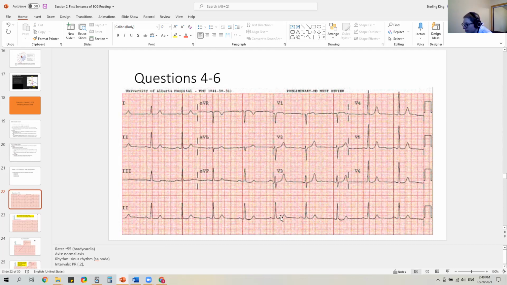QRS should be less than 3 small boxes. Honestly, you can just look at this. It looks really nice and narrow. If you're not sure, try to find the widest one on the page. Do a quick scan: which one looks weird? None of these look weird. They're all within 3 boxes for sure, about 2 boxes. So the QRS interval is about 0.08. It's normal. And then QT needs to be less than half.